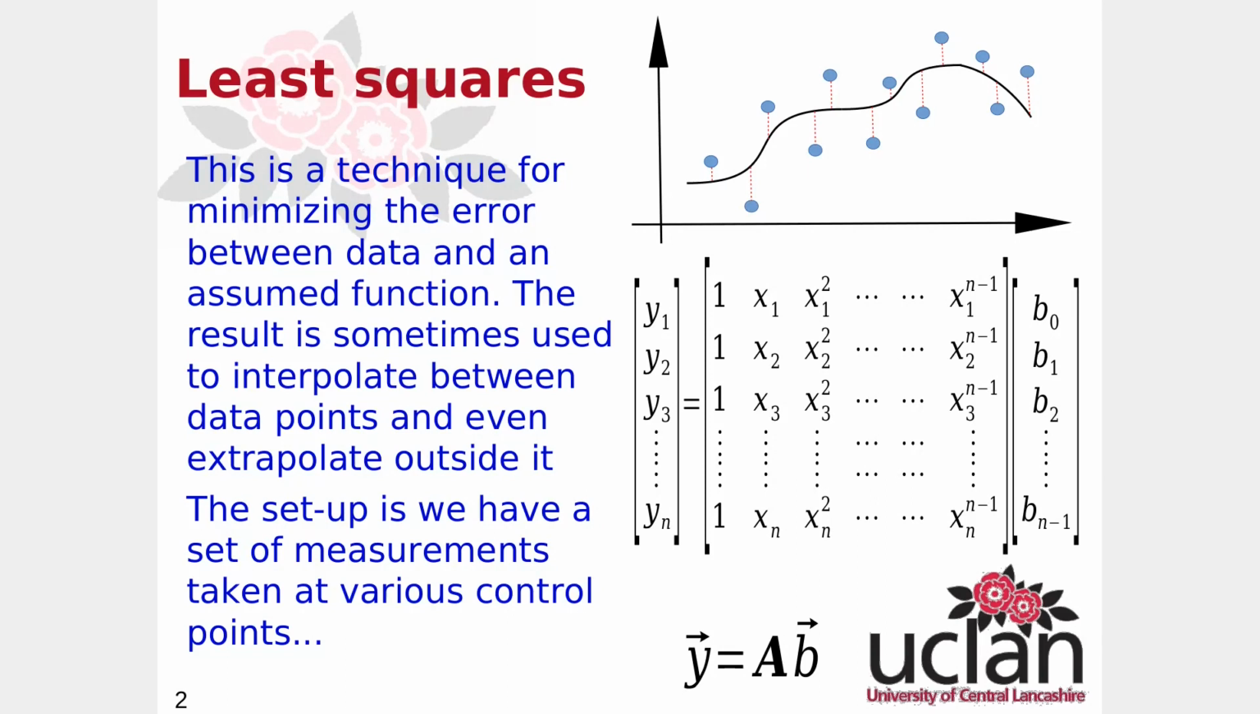And thereafter you can differentiate the underlying function should you need to, and also use that underlying function at least as an initial guess for optimization routines, such as the ones we've just seen. But the technique is used to minimize the error between data and an assumed function. The result is sometimes used to interpolate between points and even extrapolate outside them, as we'll see.